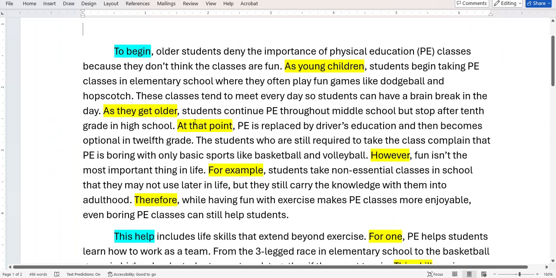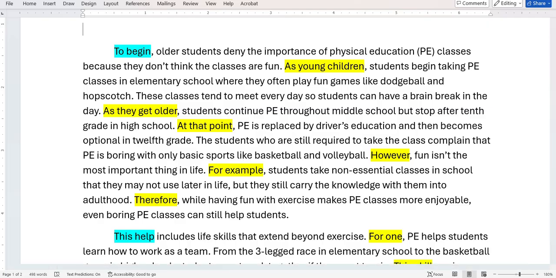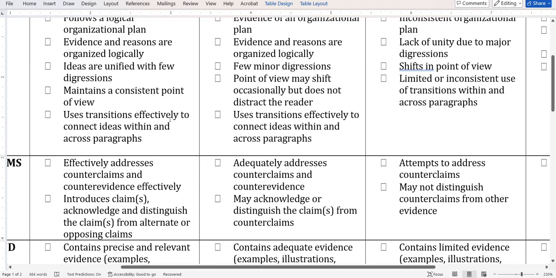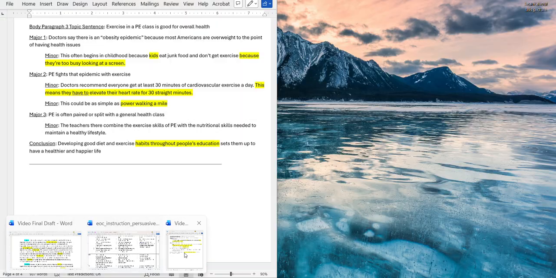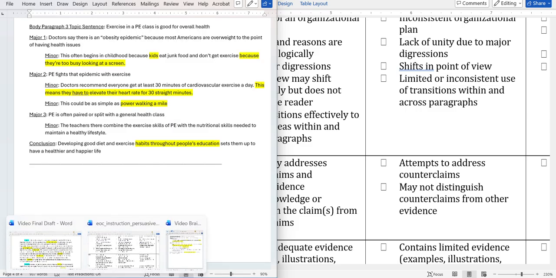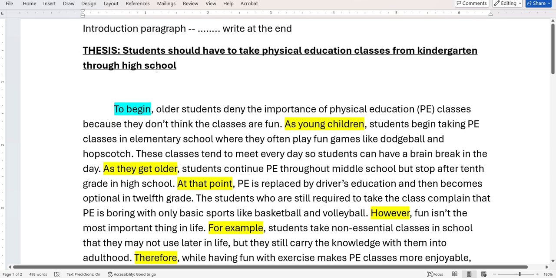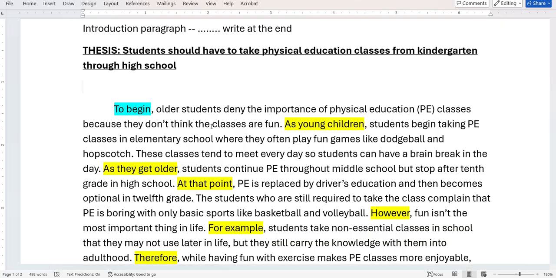I've highlighted here some of my transitions because if you go over here to the rubric, it says uses transitions effectively to connect ideas within and across paragraphs. That's what I've done with these different marks. Between paragraphs, we're going to write the introduction here in a second, so this would actually be the second paragraph. I've put in this transition to begin. That's letting my reader know, okay, take a deep breath, I'm about to begin the actual information after the introduction paragraph.